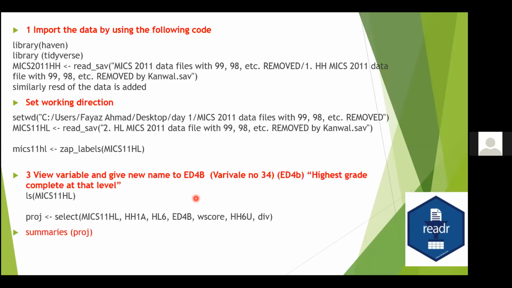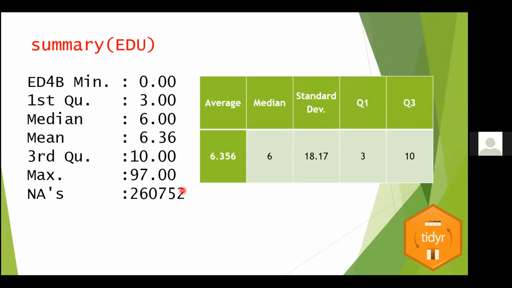The next very important thing is that you have to set the working directory on your laptop or your computer. So we set the working directory. The working directory is very important because whatever you are doing is saved in that working directory. And we converted the education variable name to EDPP because this is an abbreviation, so we gave the name highest grade completed level. And then we use the summarize command, so we have the first quartile, median, mean, third quartile, maximum and minimum values of this education level variable.